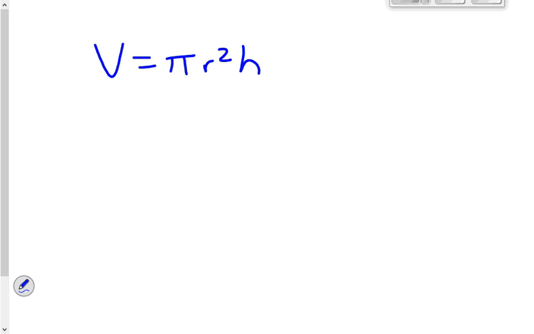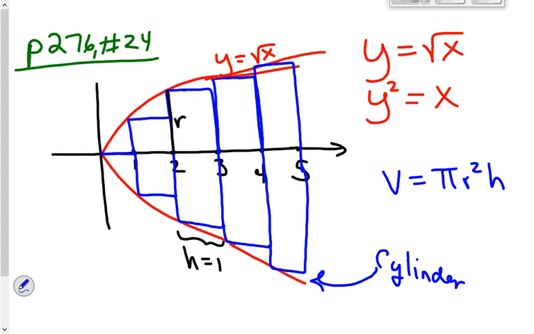So we're going to have to somehow turn this into a function of what? X. Okay, so there's a couple things I can do. For instance, what's h equal to? 1. All right, so that's going to make my life easier. If I go back to my picture here, what's r equal to? It's y, right? It's the y value that goes with whatever that x value is.